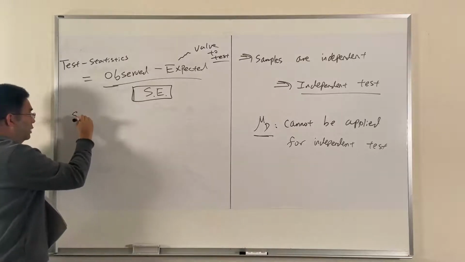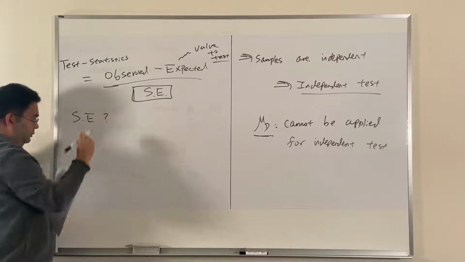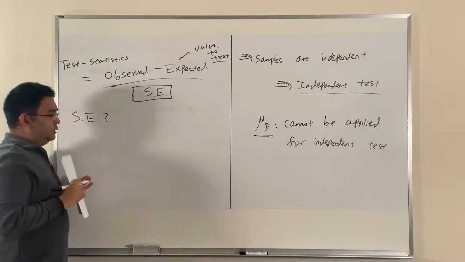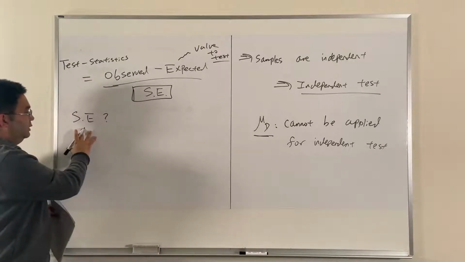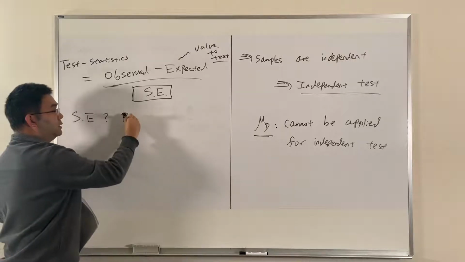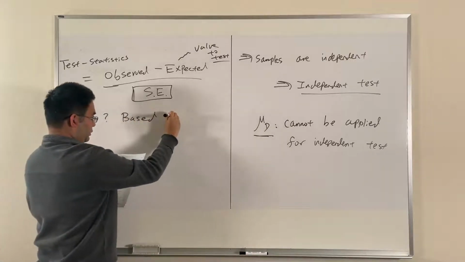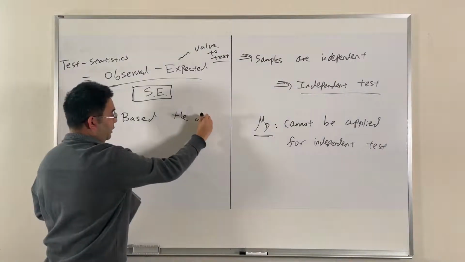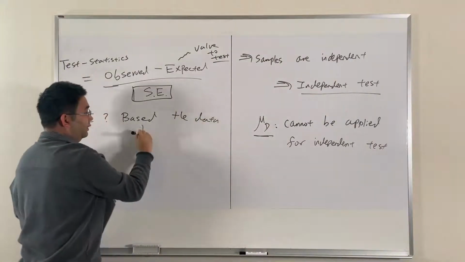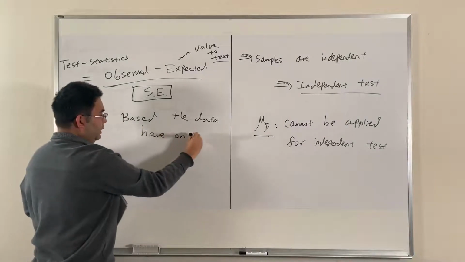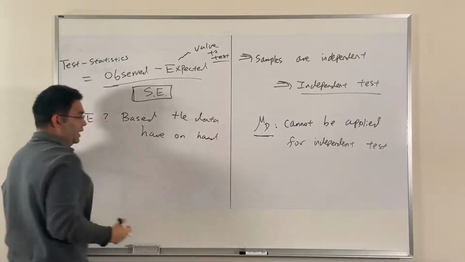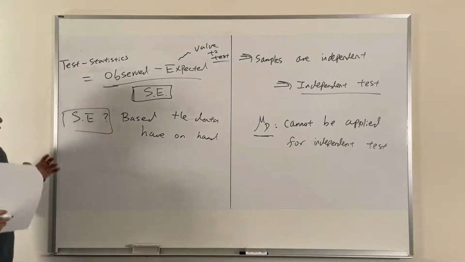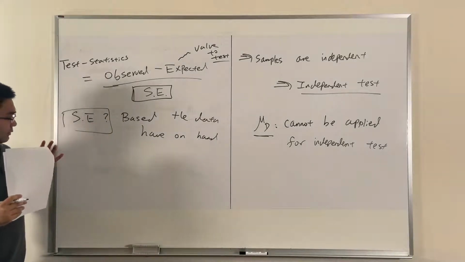So I'll say standard error, right? How do you get the standard error? In the independent test, how you get the standard error is based on the data you have on hand, okay? And this will change how you construct your standard error. Now let's focus on finding the standard error.